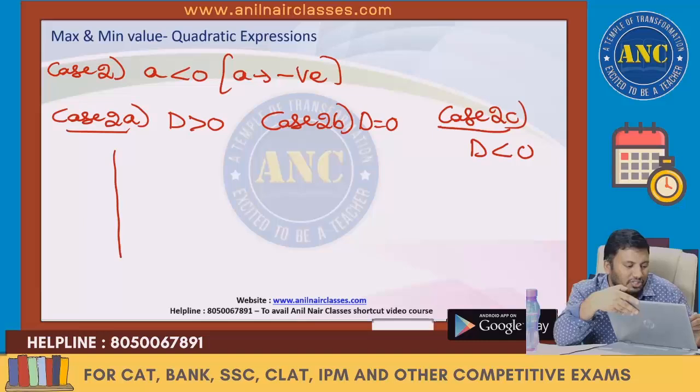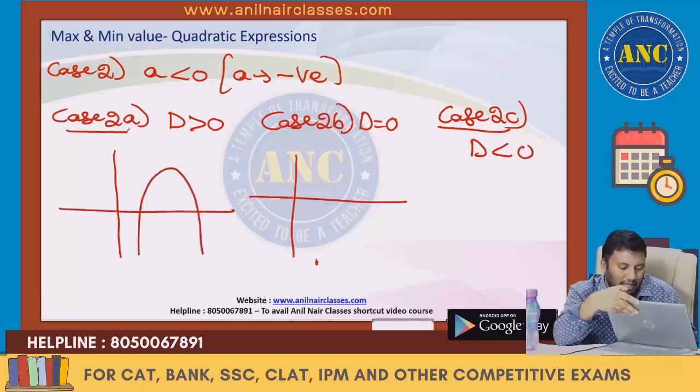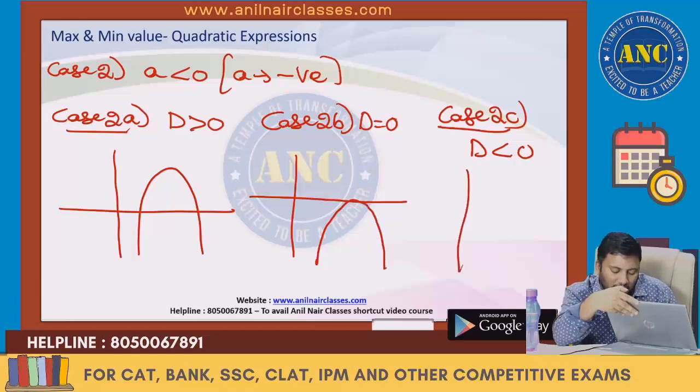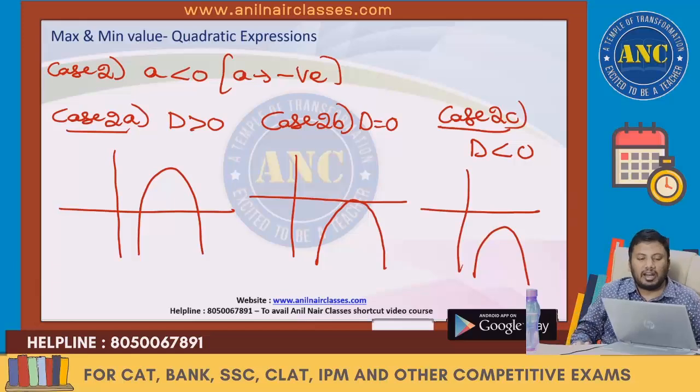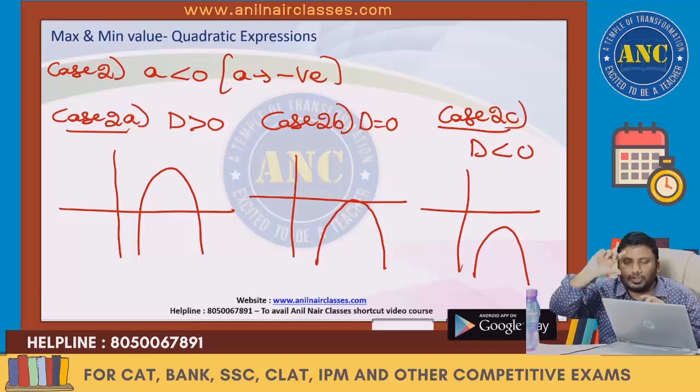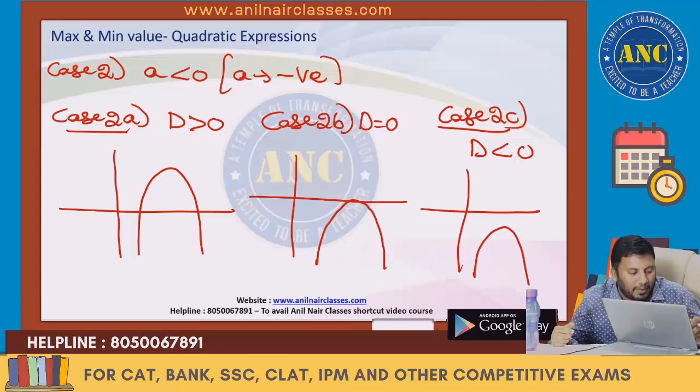So the graph will just be an inverted parabola. The graph will be like this. I will tell you in graphs why the graph is changing like this. So a is less than 0. A will become negative, so the graph will become inverted. This will become an inverted parabola.